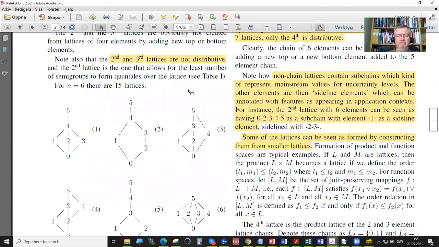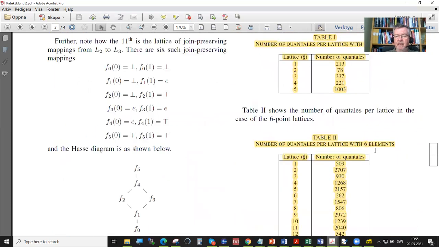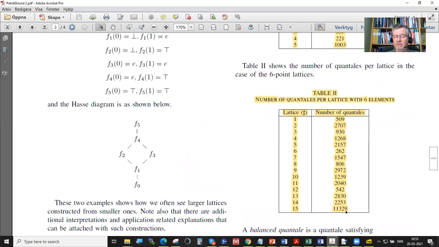When we go to six elements, we have 15 lattices, one of which is the chain, and then we have 33,391 quantales. For the chain, we have more than 11,000 quantales, and you see we often have a few thousand quantales for each lattice.